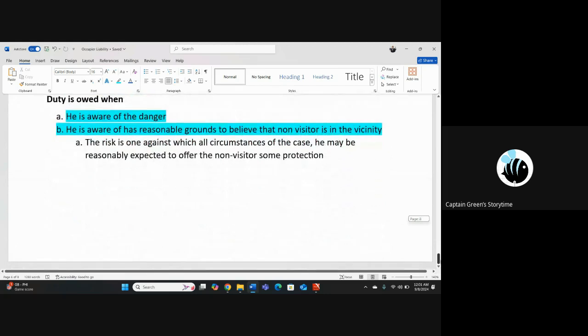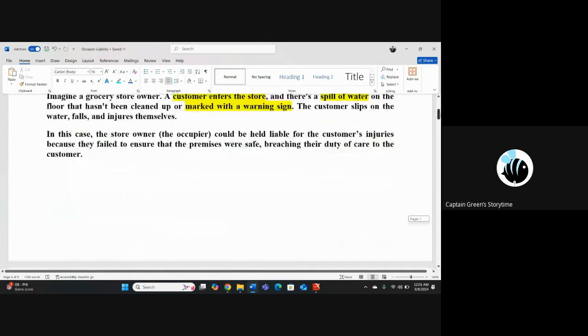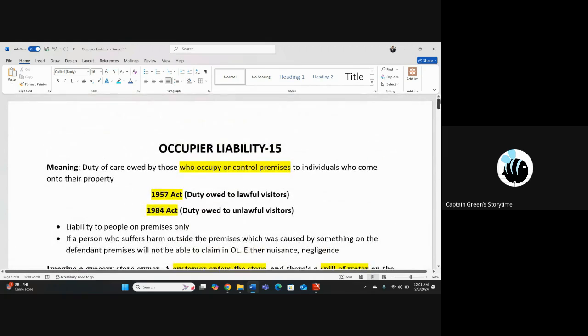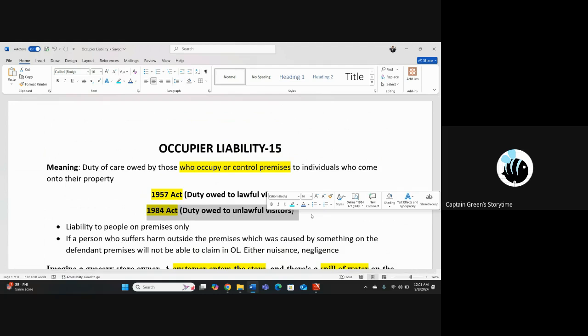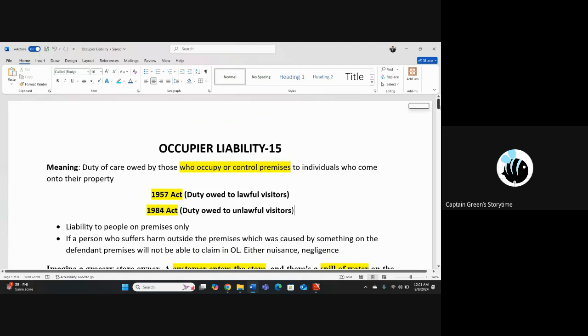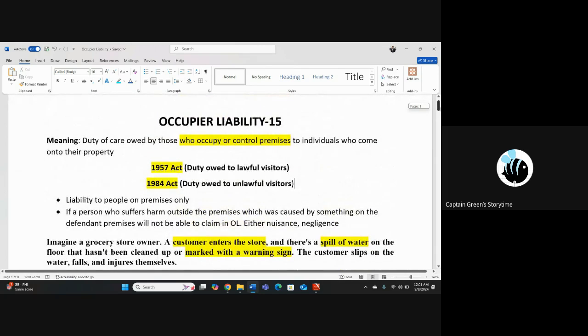In the next lecture, we will go towards problem solving of this occupiers liability. We will solve a problem. There are always two situations in an occupiers liability problem. The first situation deals with the 1957 Act, and the second might deal with the 1984 Act. So we have two situations in one problem. One will be dealt with as a lawful visitor, and the second will be dealt with as an unlawful visitor. So kindly revise this lecture, and in the next lecture we will solve a problem.